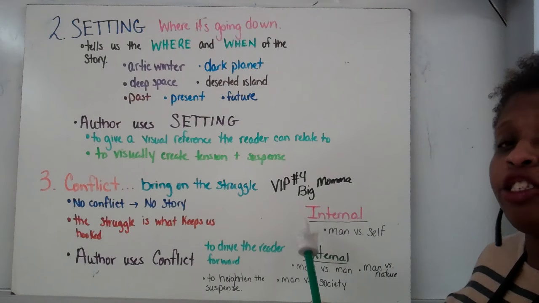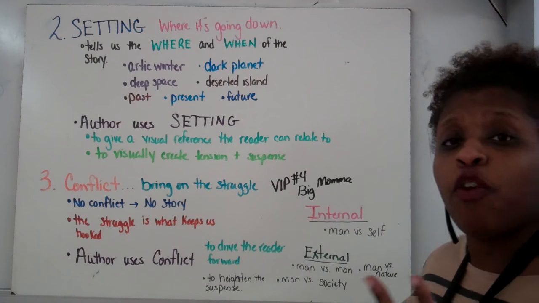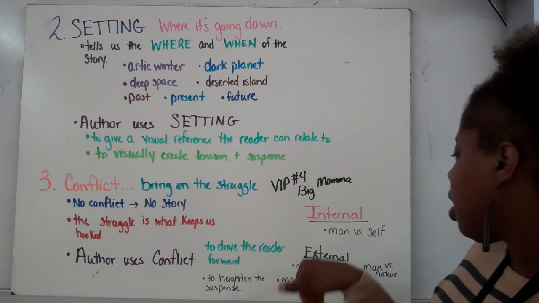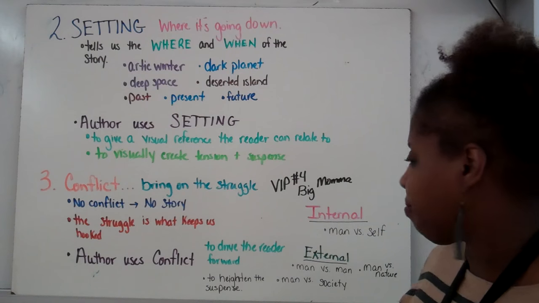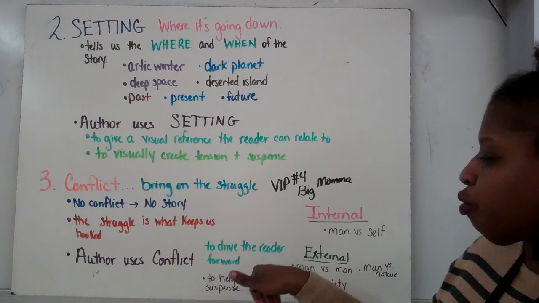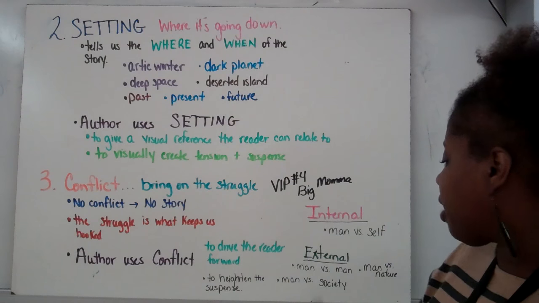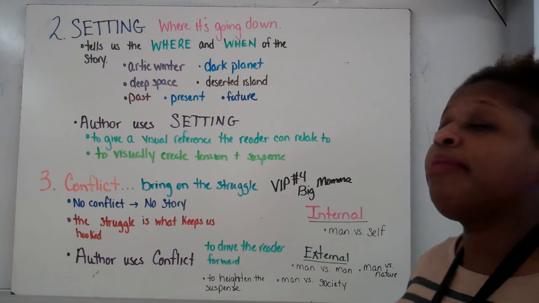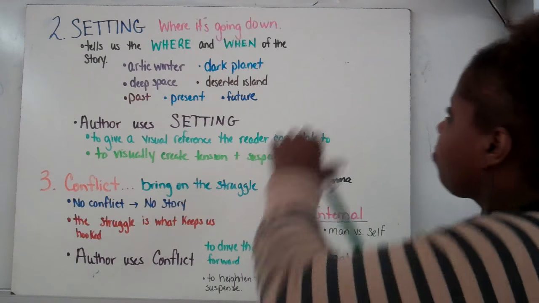Now, typically there's two categories of conflict, internal and external. And there's 4 types of conflict that you should know. Man versus self, that's inside, internal. Then we have the 3 externals, man versus man, man versus society, and man versus nature.